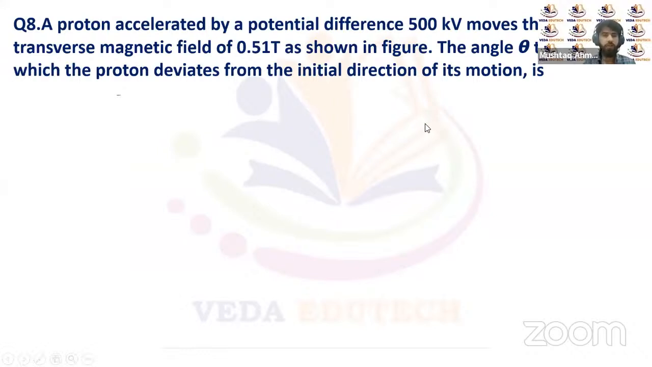A proton accelerated by a potential difference of 500 kilovolts moves through a transverse magnetic field of 0.51 Tesla as shown in the figure. The angle theta through which the proton deviates from the initial direction of its motion is, right? We have to find the angle theta. But we can see in this question the figure is missing. So this question we will be discussing in the next session again, because the figure of this question is missing here.